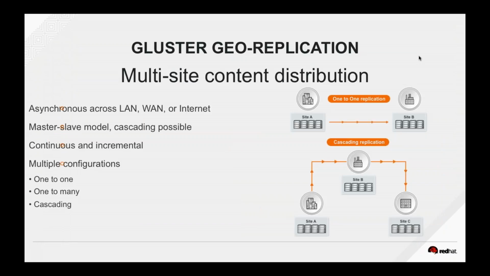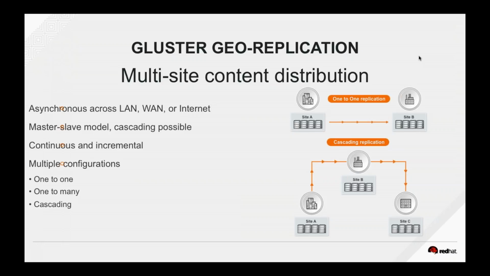Again, on the Gluster front we also have geo-replication. We have different types of replication in Gluster. Again, it's async replication. We can have one-to-one replication, one-to-many replication, and cascading replication also. It can be a continuous or incremental replication. We have a master-slave model also available here. As I mentioned earlier, it's an asynchronous replication. It can be over LAN, WAN, or the internet, depending on the RPO or RTO requirements.